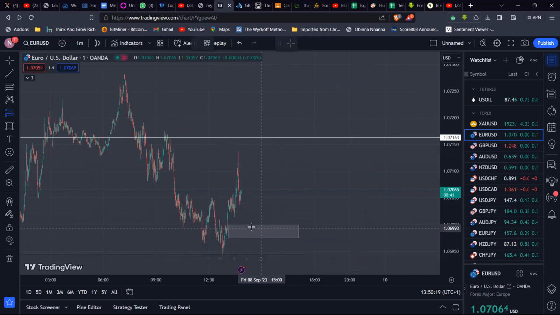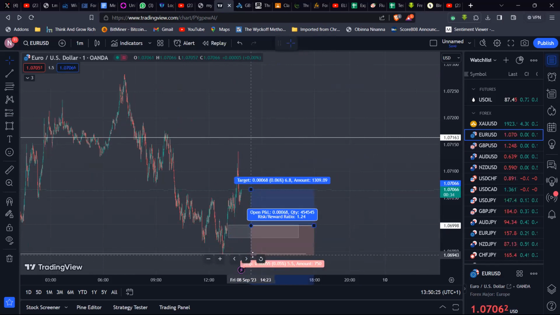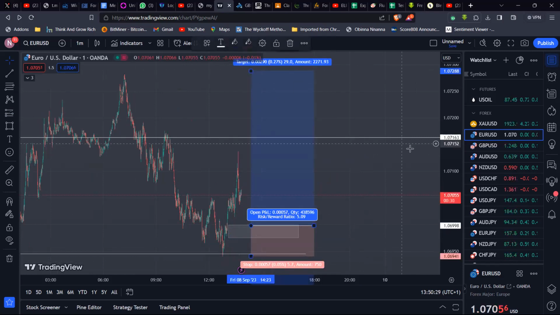Let's just imagine I use a pending buy limit, and I set my stop loss like so. I might take profit like so. Notice that I'm still going after the same high, but my risk is now like this. This is what my risk is.